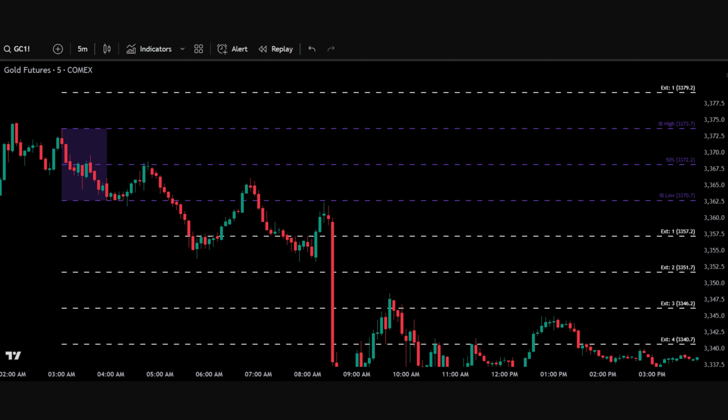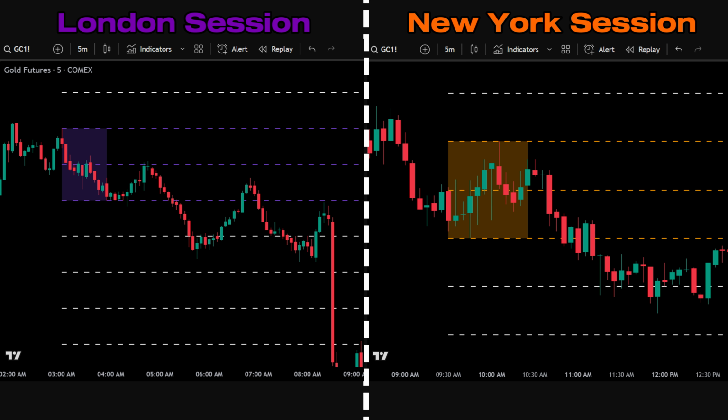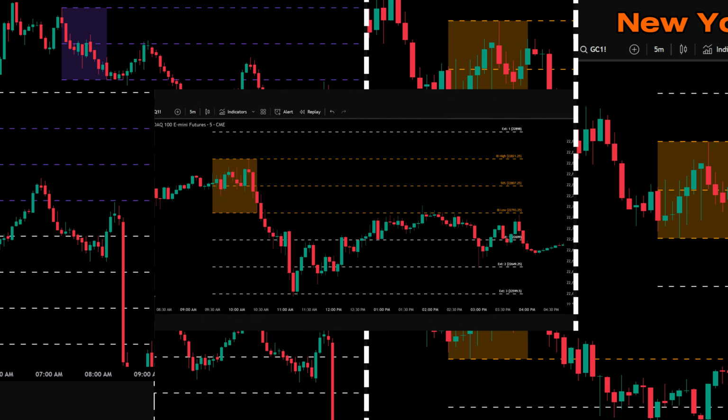Here we have gold futures once again, but this time at the London market open. Interestingly, if you didn't know which session you were looking at, it would be hard to distinguish between the two just by observing the indicator alone. For the remainder of this walkthrough, I'll use orange to represent the New York session and purple for the London session to help clearly differentiate between the two.